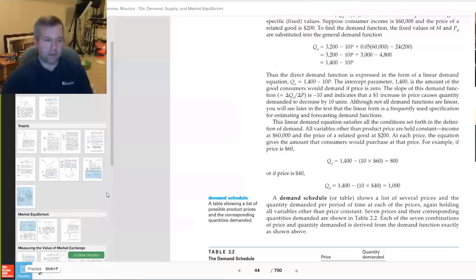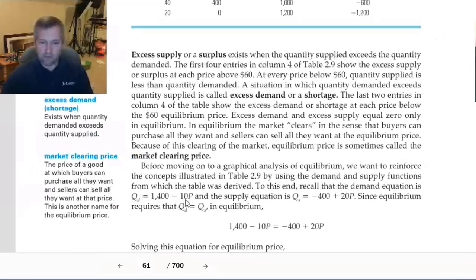I got my supply and demand. Quantity demand is 1,400 minus 10P. So that's the reduced form version of the demand equation. The supply equation was QS equals negative 400 plus 20P.